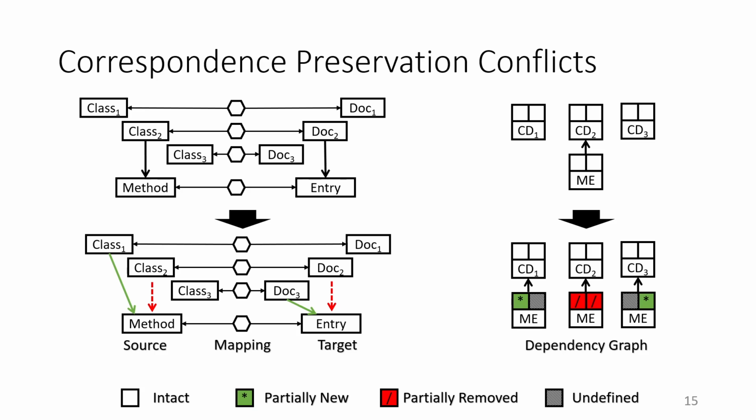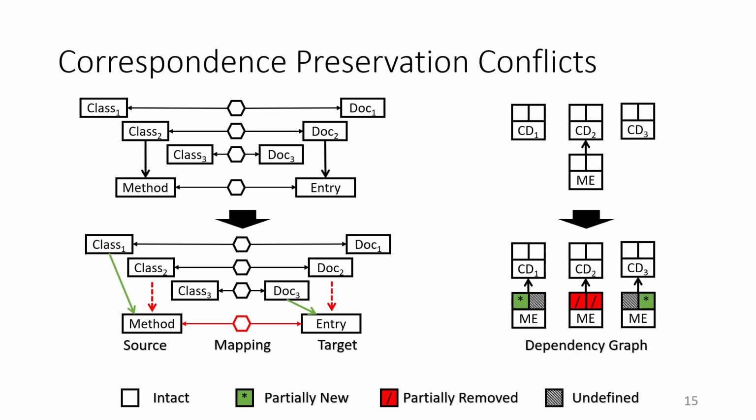However, another user again might come in and decide to move the corresponding entry from document 2 to document 3. Now the problem is that class 1 and document 3 do not correspond to one another, which is clearly a conflict because we cannot propagate both changes. We call this conflict correspondence preservation because the only way to keep both changes would be to delete the mapping between the method and the entry so that we would have to translate them both anew.